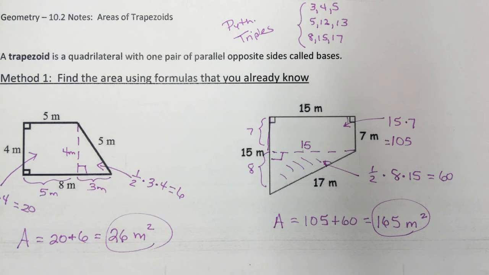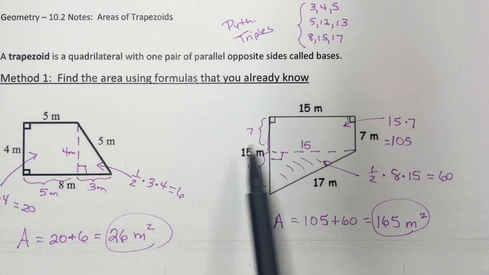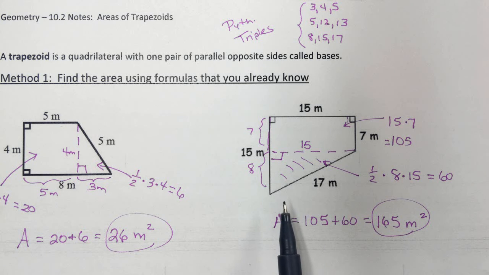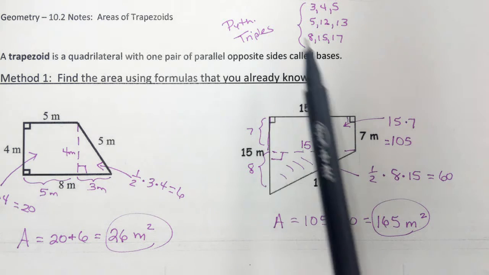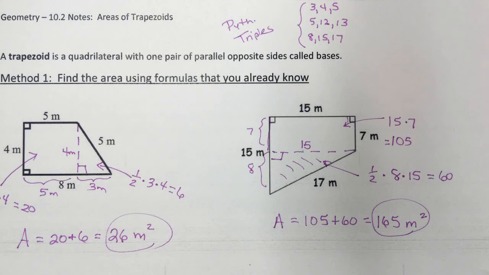Pretty much any figure that doesn't have curves in it can be chopped up into triangles, rectangles, parallelograms. As long as you know your rectangle/parallelogram formula and your triangle formula, you can always pick it apart. Now, sometimes there's some missing measures that make it hard to use those formulas, but typically on a standardized test, they're going to give you all the measurements you need, with the exception of occasionally they'll leave out a measurement like this 15, and you have to use a Pythagorean triple to find the missing measurement, which is why you need to know these triples that pop up a lot.